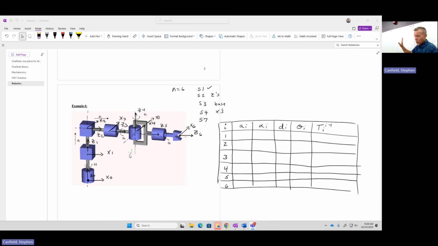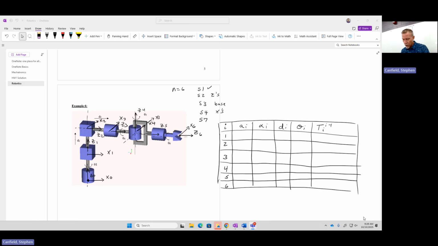Z4 is going up, curl my fingers towards Z5. Z5 is to the right, so this is natural. If I'd gone up like this, I'd have to turn my hand. Z5 is going that way, so I've got to turn my hand all the way around. Now I'm curling towards Z5, so my thumb's going into the board. So that's my X5. And then Z5 and Z6 are parallel. Yeah, okay.